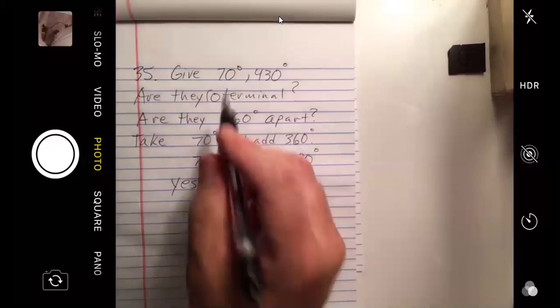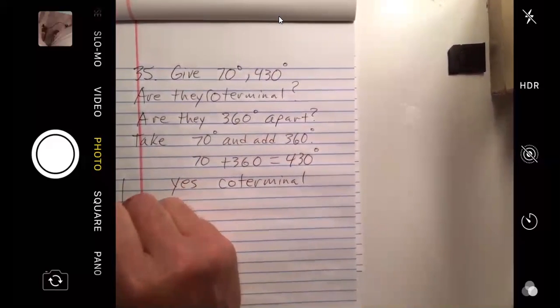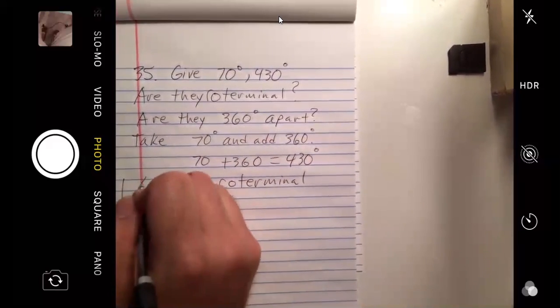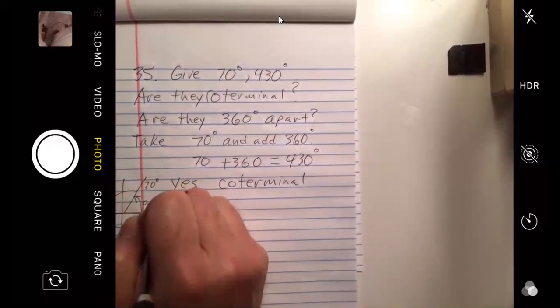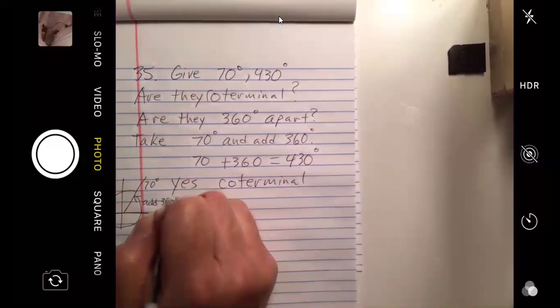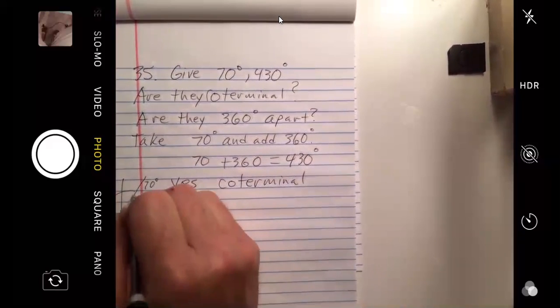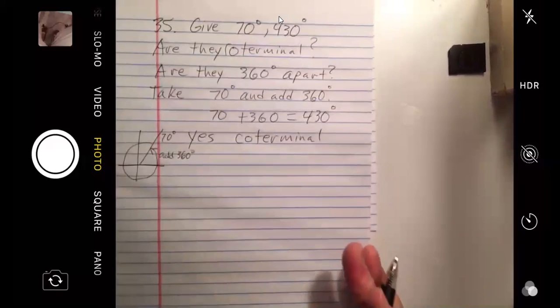I start at 70 degrees, which should be just short of 90. I add 360, you get to the same place, which is a full circle, and you come back to the same point.